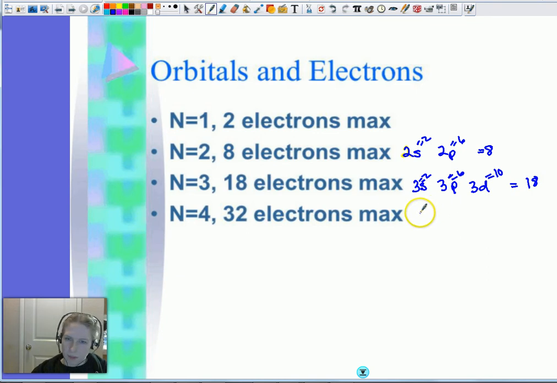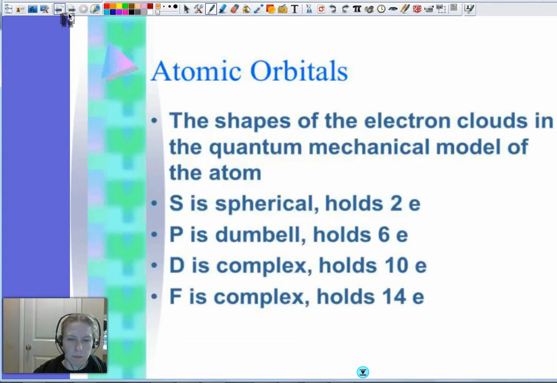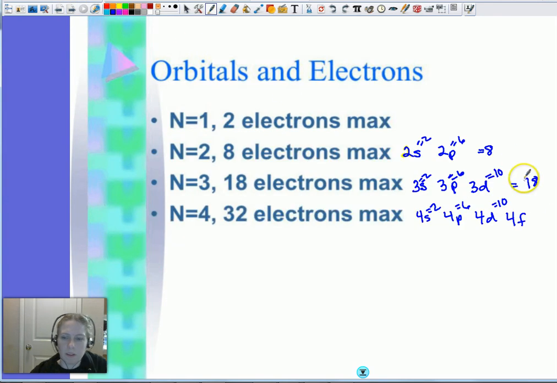And I think you see where this is going. We have 4s, 4p, 4d, and now we're going to add the f orbitals. We get 2, 6, 10, and if we look back, we can see what we were holding in the f orbitals. 14 for the f orbitals. So we have 14, and that gives us our 32 electrons.